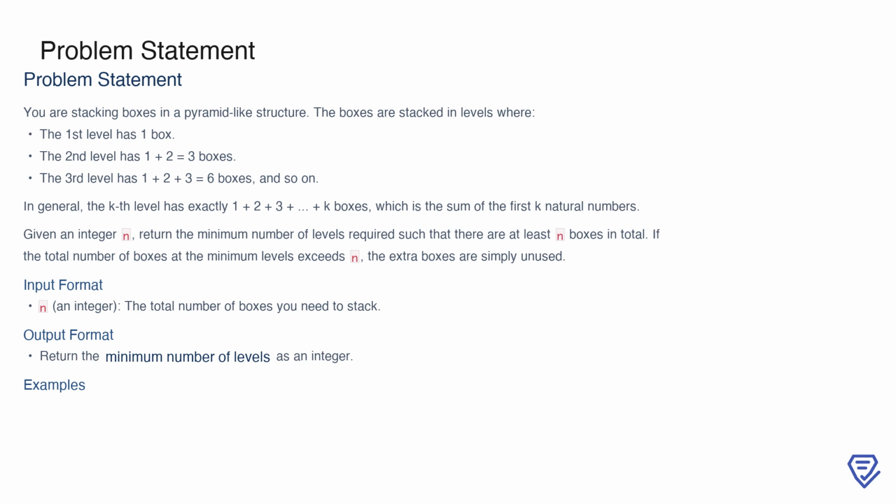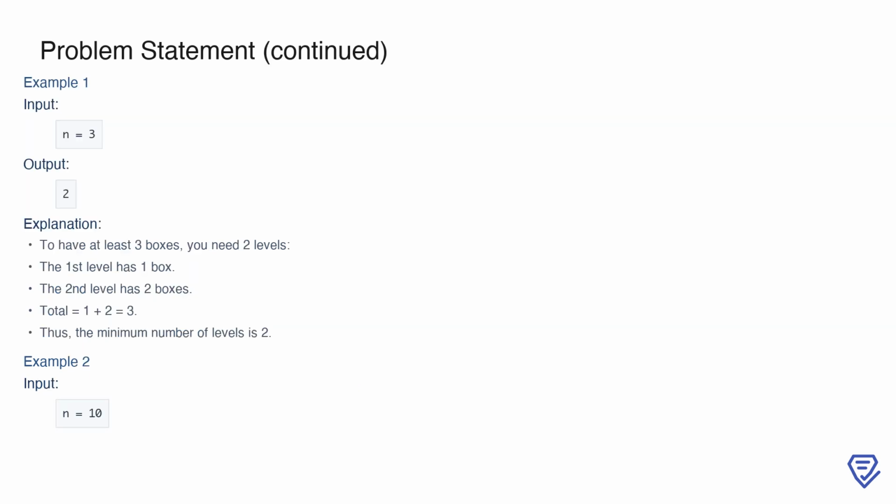Now, given an integer n, the task is to calculate the minimum number of levels in this pyramid such that the total number of boxes is at least n. If the total exceeds n, the extra boxes are simply left unused. You need to figure out how many levels are required to meet or exceed n, and return that number as an integer. Let's look at an example to make this clearer.